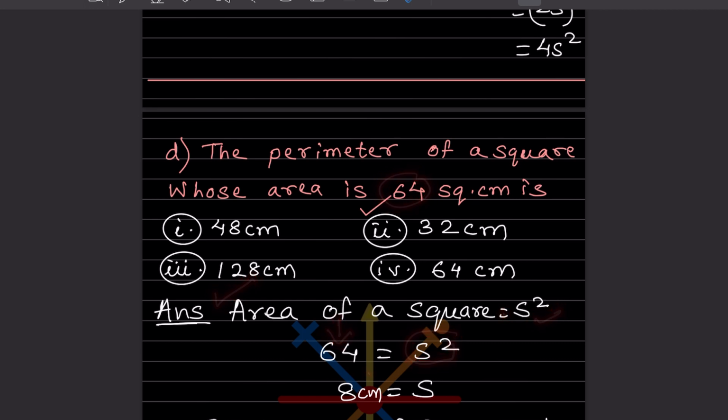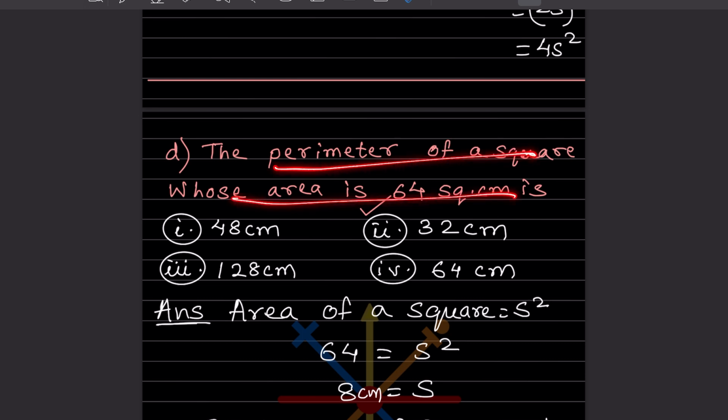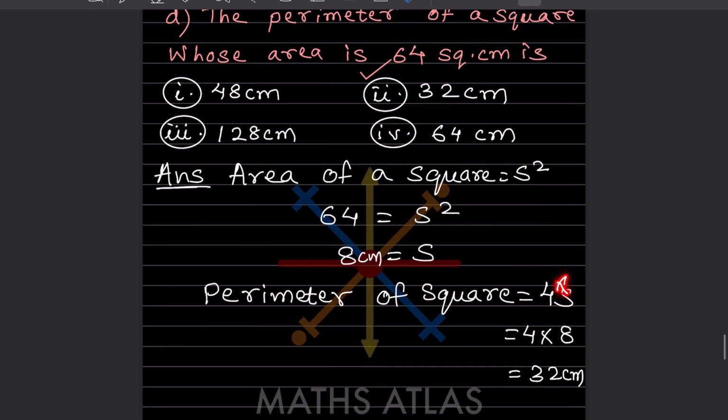So what will you do here? One more step you can add over here. Taking the square root on both sides, root of 64 is nothing but 8 into 8, so that is going to be 8. And the square root of s square, the square root goes off, that is s. So here the side is 8. Now the area we got, and they asked for the perimeter. The perimeter of square is 4 multiplied by s. You already got the s over here. So 4 multiplied by 8, that is 32 centimeters. So this is the correct option.